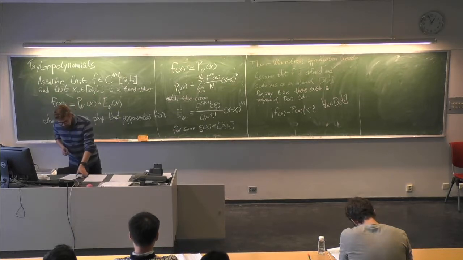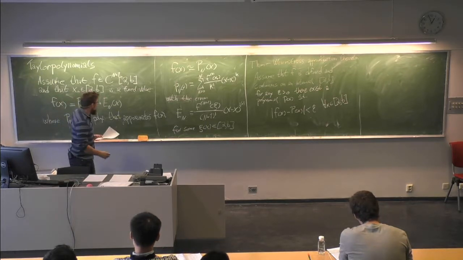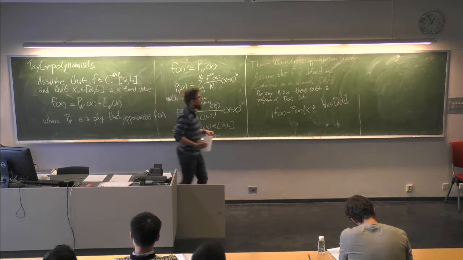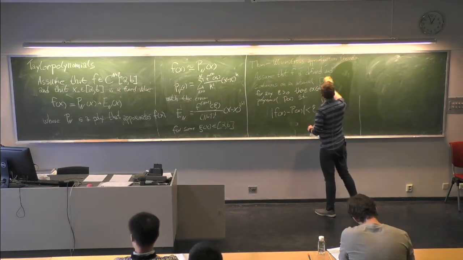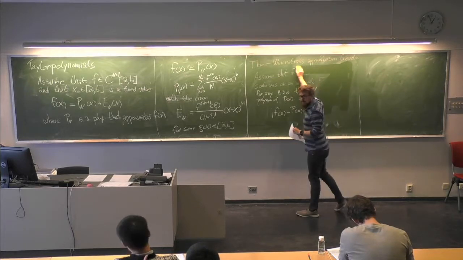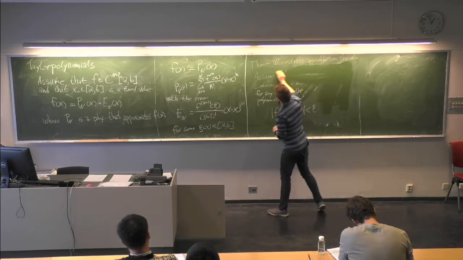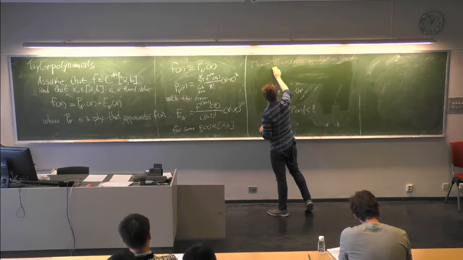Okay, an example with this. We see Taylor polynomials doesn't work. We try to approximate e to the power of x on the function.